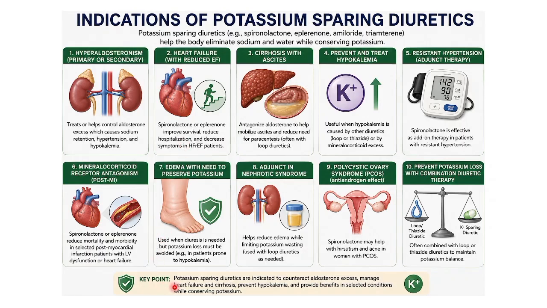Our key point here is: potassium-sparing diuretics are indicated to counteract aldosterone excess, manage heart failure and cirrhosis, prevent hypokalemia, and provide benefits in selected conditions while conserving potassium. This is a very key note that you have to remember. Number one, they really help in counteracting aldosterone excess. Number two, managing heart failure and cirrhosis. Number three, preventing hypokalemia. Number four, providing benefit in selected conditions while conserving potassium. They lead to potassium retention.